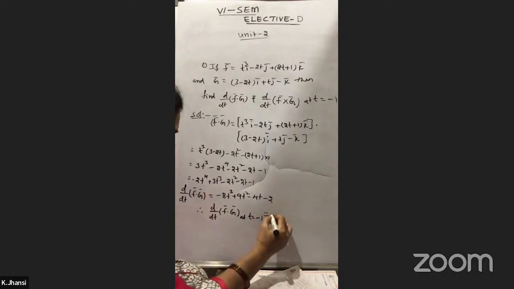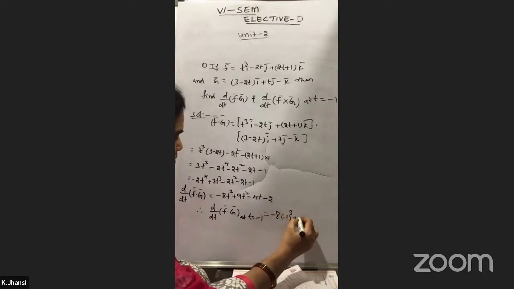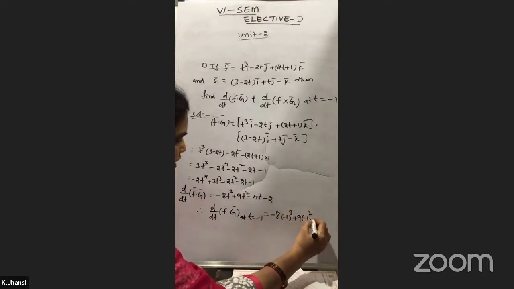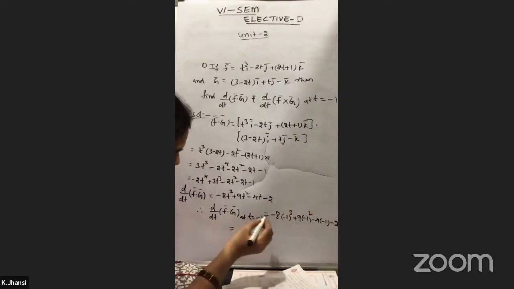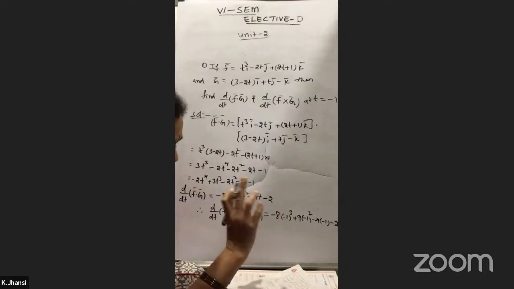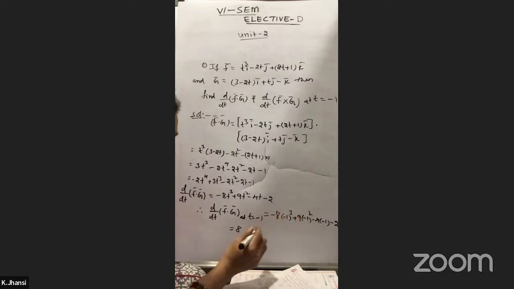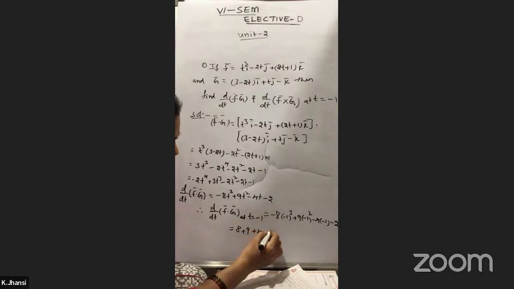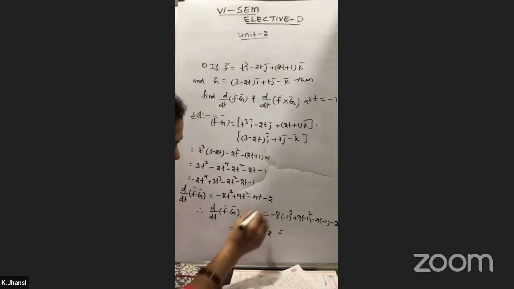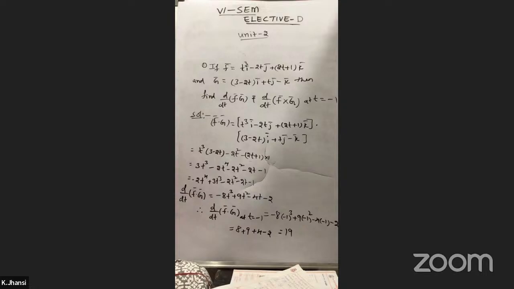So 8 into t cube, t cube means minus 1 whole cube, plus 9 into minus 1 whole square, minus 4 into minus 1, minus 2. So minus 1 whole cube is minus, and with the minus in front that gives plus 8. Minus 1 whole square is plus 9. Minus of minus is plus 4, minus 2. So it is 8, 8, 16, 17, 18, 19. So the answer you are getting is 19. Okay.